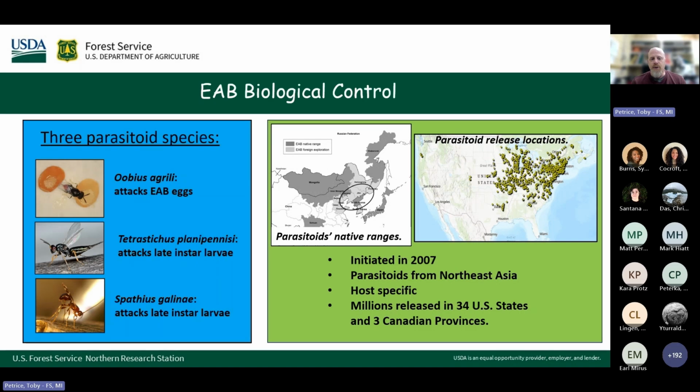They are host specific in that if they do attack any of our native species, they're attacking our native Agrilus, and the native Agrilus that they do attack are actually considered tree pests themselves. The figure on the top right just shows where these parasitoids have been released so far in the US.